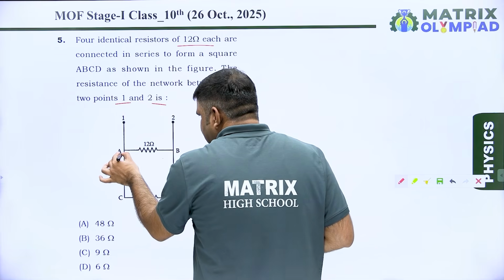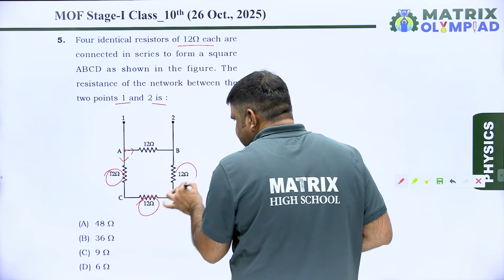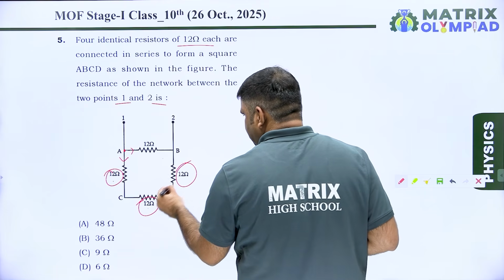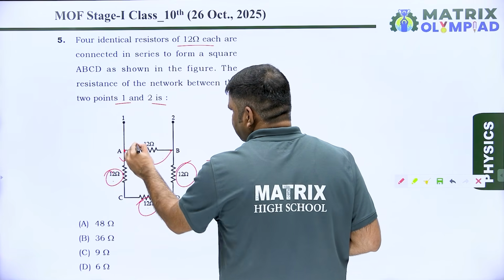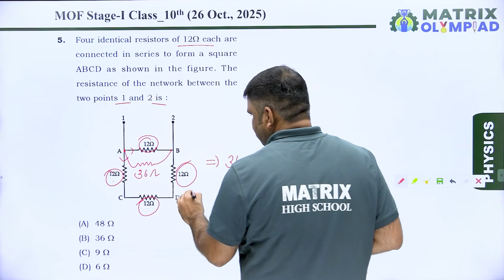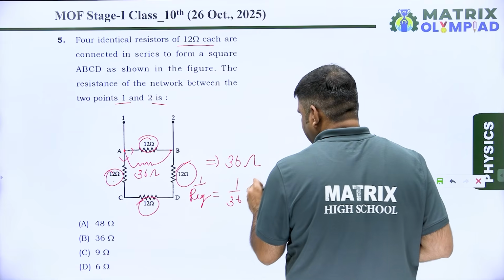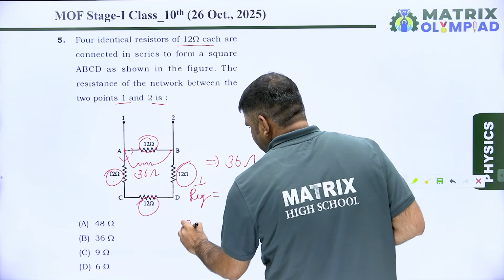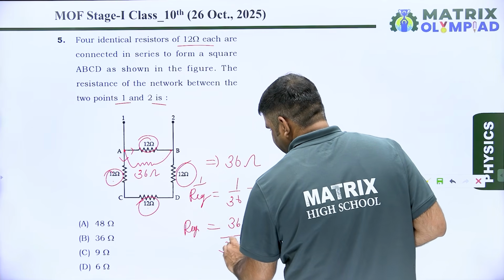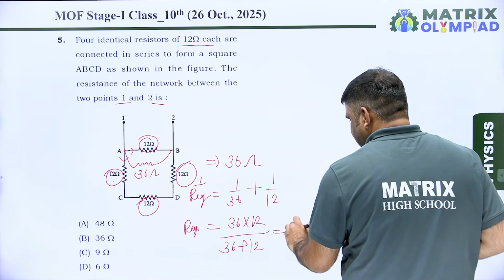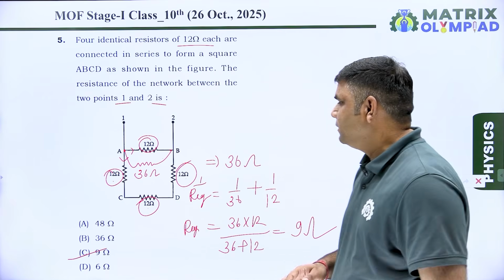Okay, first we know that from this point the current is divided into 2 directions. So these 3 resistors are in series. So 12 plus 12 plus 12 becomes 36 ohm, and this 36 ohm is parallel with 12 ohm. So equivalent resistance will be 1 by 36 plus 1 by 12. So R equivalent equals 36 into 12 upon 36 plus 12. So correct answer will be 9 ohm. So option C will be the correct answer for question number 5.